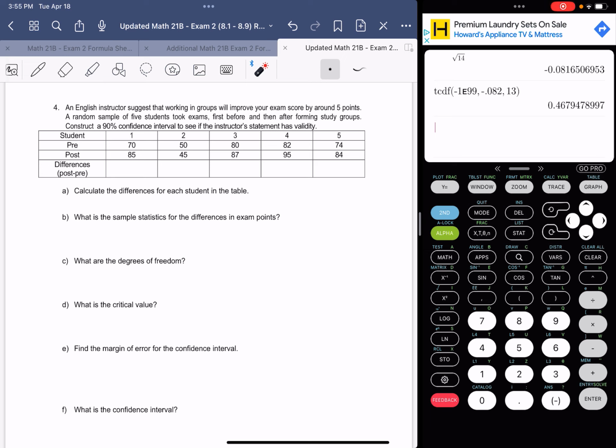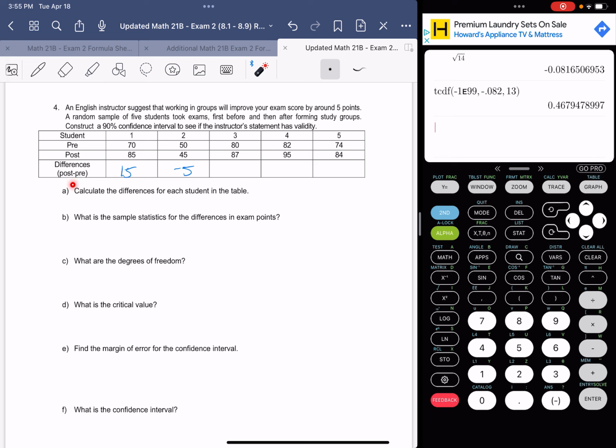So we're doing 85 minus 70. You guys see that? 85 minus 70, which is 15. Next, 45 minus 50 is negative 5. Wait a minute. Why are we doing it that way? Just because it explicitly tells us to. It's explicitly saying to do post minus pre.